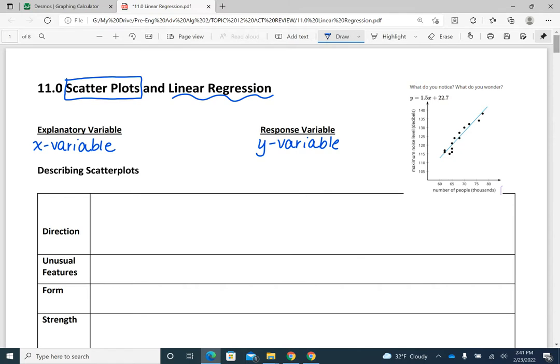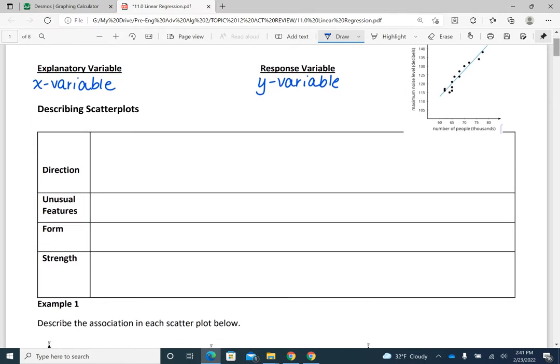Now we will be given some scatter plots, and then we'll be asked to describe them. Anytime you're asked to describe a scatter plot, you need to identify four aspects: direction, unusual features, form, and strength. For the direction, you will label that as either the points tend to go up or the points tend to go down. If they tend to go up, we'll call that a positive direction. If they tend to go down, the direction would be negative.